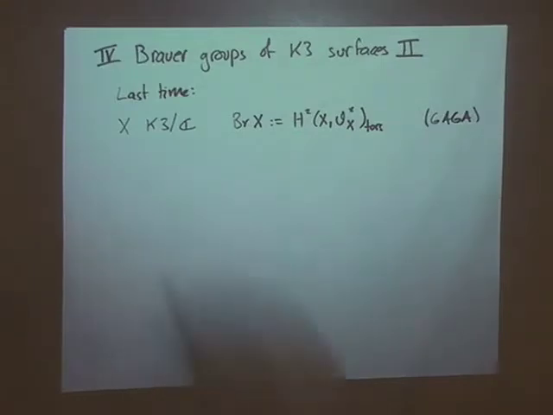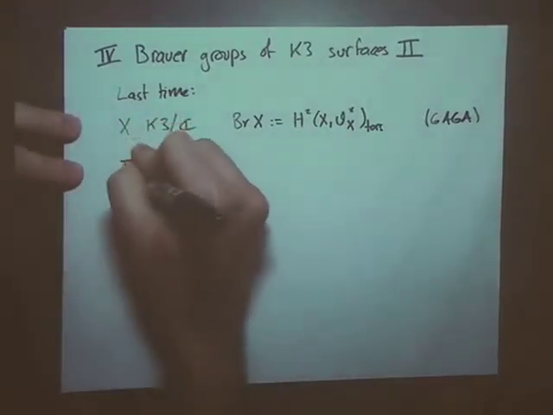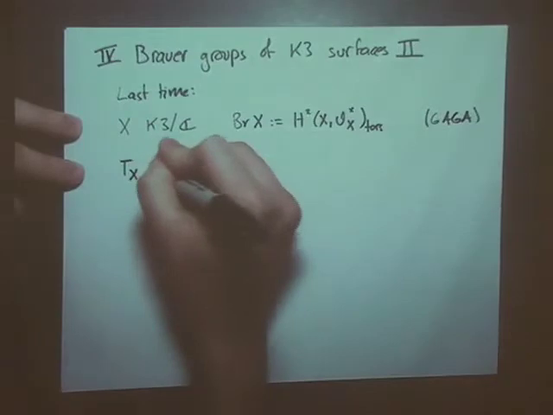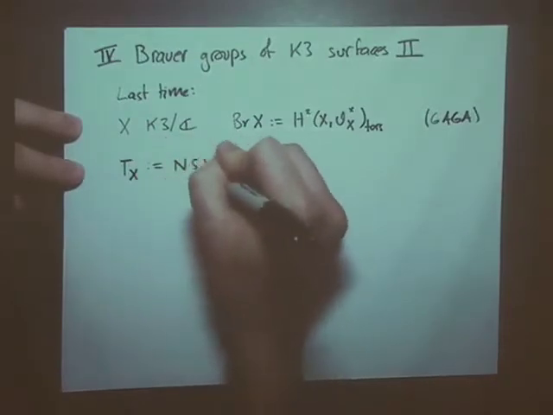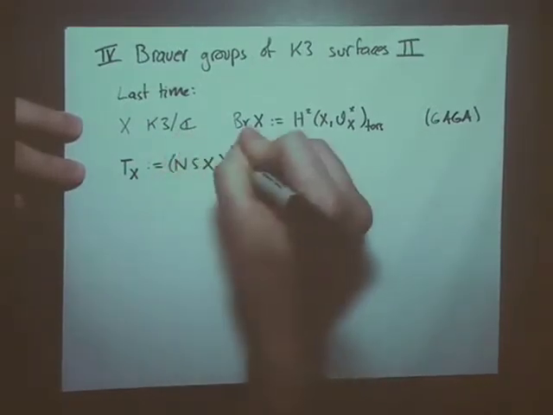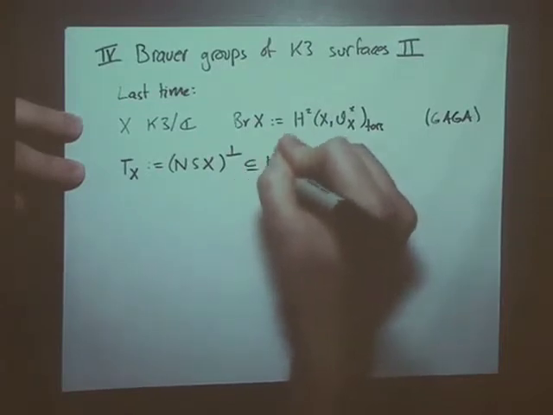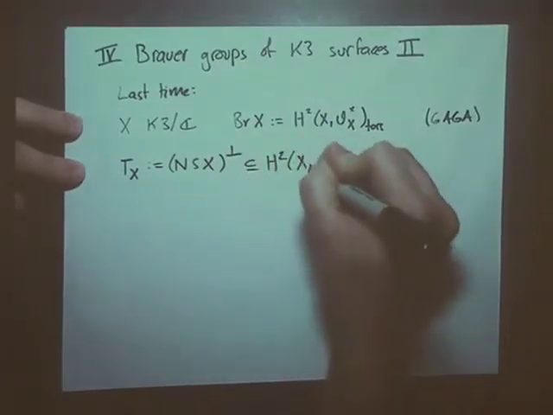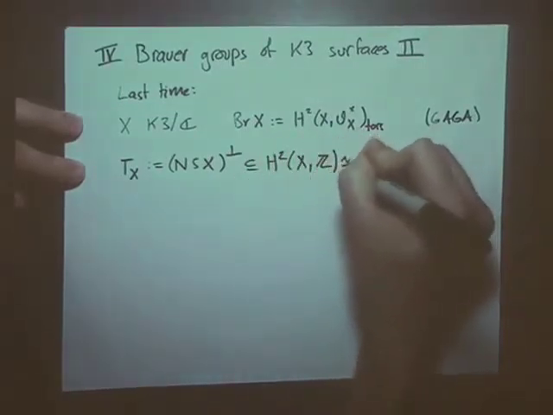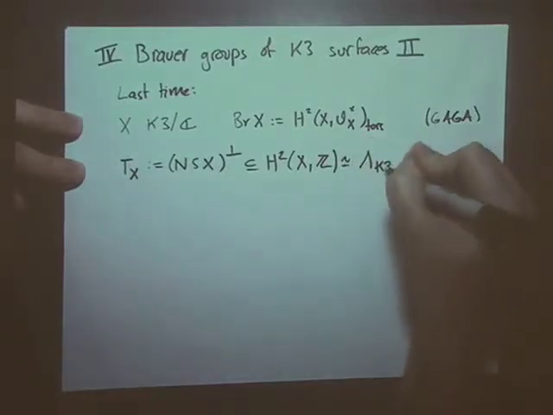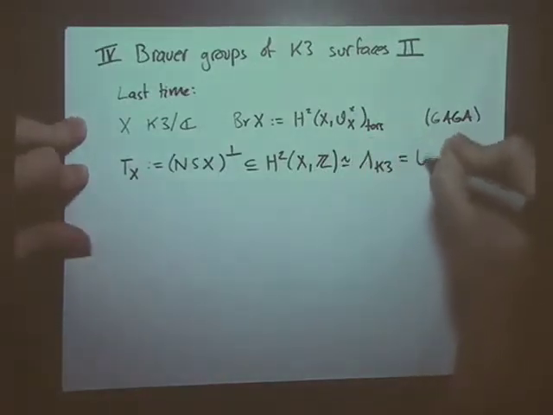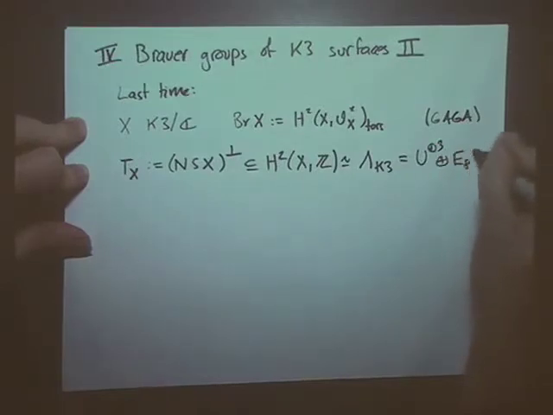Okay. And we had this transcendental lattice of the K3 surface, which remember was the orthogonal complement of the Néron-Severi lattice inside H2 of X, Z, which is always isomorphic to 3 copies of the hyperbolic plane and 2 copies of the negative definite version of E8.